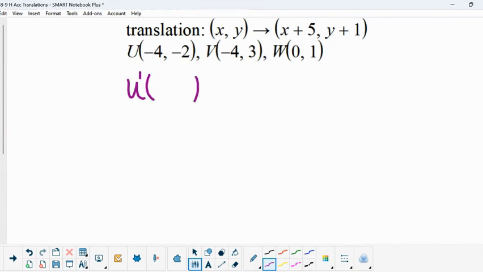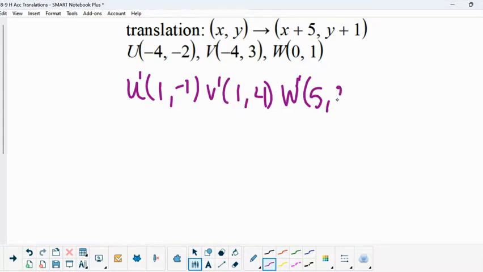It says take your x and add 5. So what's negative 4 plus 5? 1. And then take your y and add 1. Negative 2 plus 1? Negative 1. And then we do the same with b. What's negative 4 plus 5? 1. 3 plus 1? 4. And then w prime, 0 plus 5? 5. And 1 plus 1? 2. So that's where this triangle would land, even though we don't have an image.